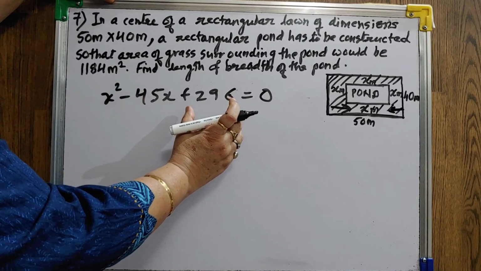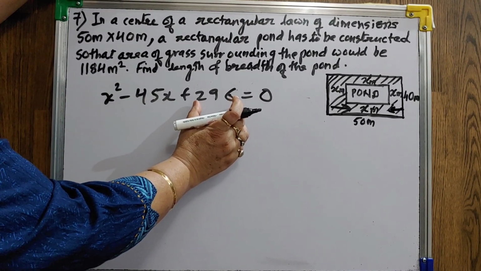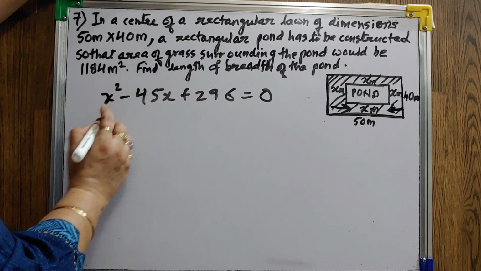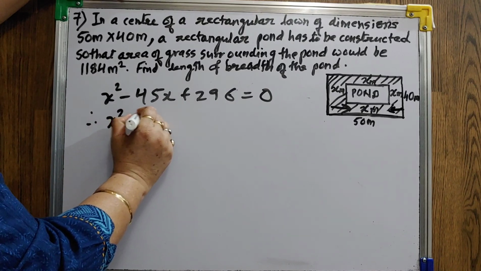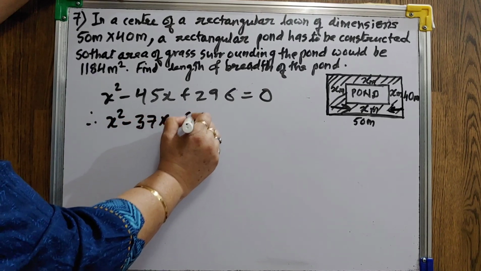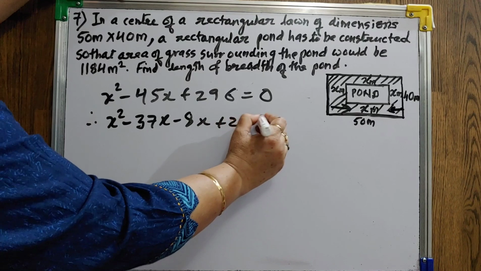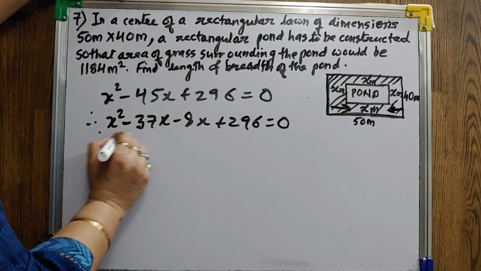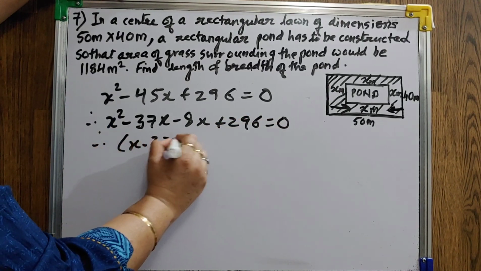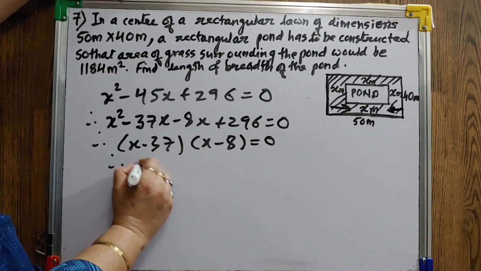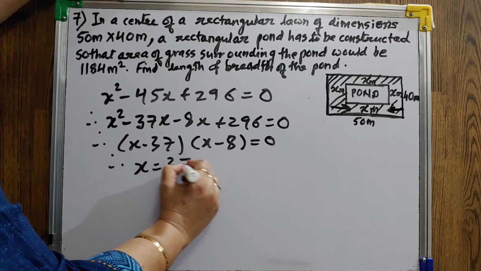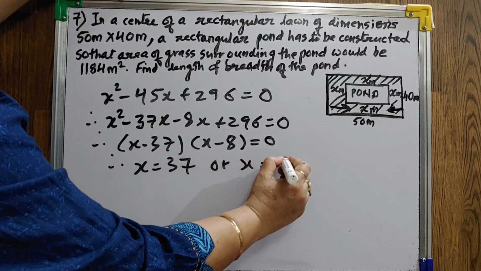Now you require two factors. Their multiplication is 296 and addition is 45. So 37 8s are 296. So minus 37x minus 8x plus 296. So your two brackets will be x minus 37 or x minus 8. So your values are 37 or 8.